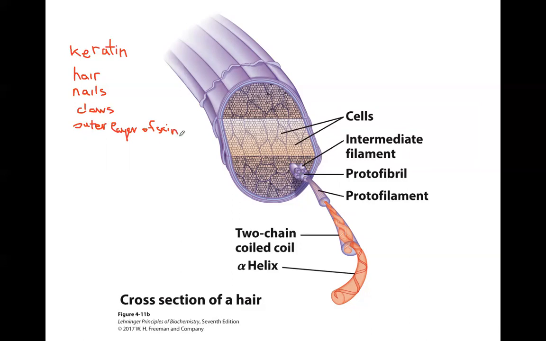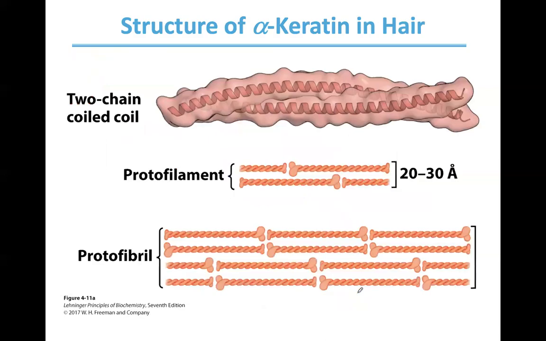Now, so these are cells, right, within the hair. And you can see actually they're composed of what's known as intermediate filaments, right? So this whole thing, which sticks out from one cell, this will be an intermediate filament, which composes simpler structures, protofibrils, protofilaments, and eventually it comes down to two-chain coiled coil. So keratin, what it represents is actually, it's a right-handed helix.